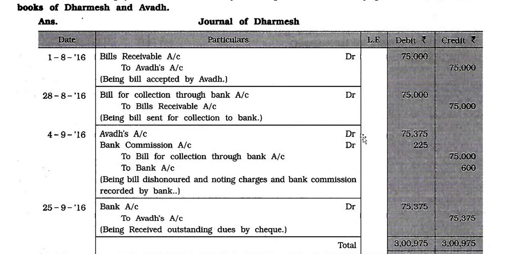4/9/2016, Awadh's account debit 75,375, bank commission account debit 225 to bill for collection through bank account 75,000 to bank account 600. 375 and 225: this is for noting charges and this is for commission. So both amounts are paid by the bank. Being bill dishonored and noting charges and bank commission recorded by bank.